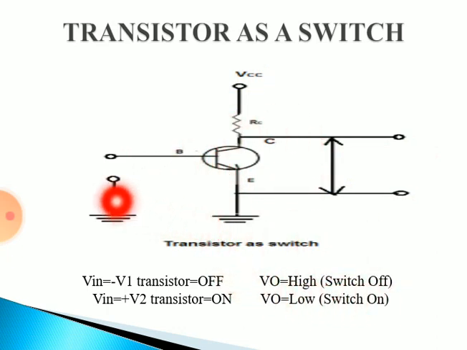Now when you apply Vin is equal to plus V2, plus V2 means it is forward biased. So when this emitter base junction is forward biased, your transistor is on. So when your transistor is on, your V0 will be what? Whatever the input you are applying, right? So that time it will be low when you compare it with your VCC, but your switch is on. Clear? So this is how your transistor is used as a switch.